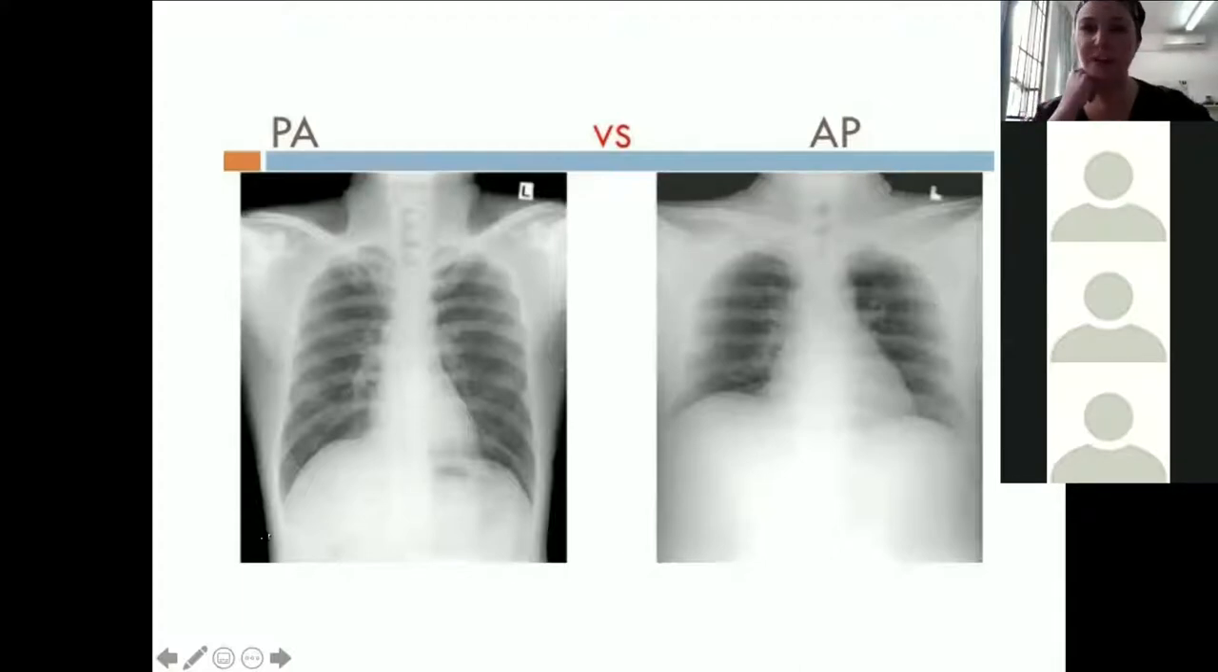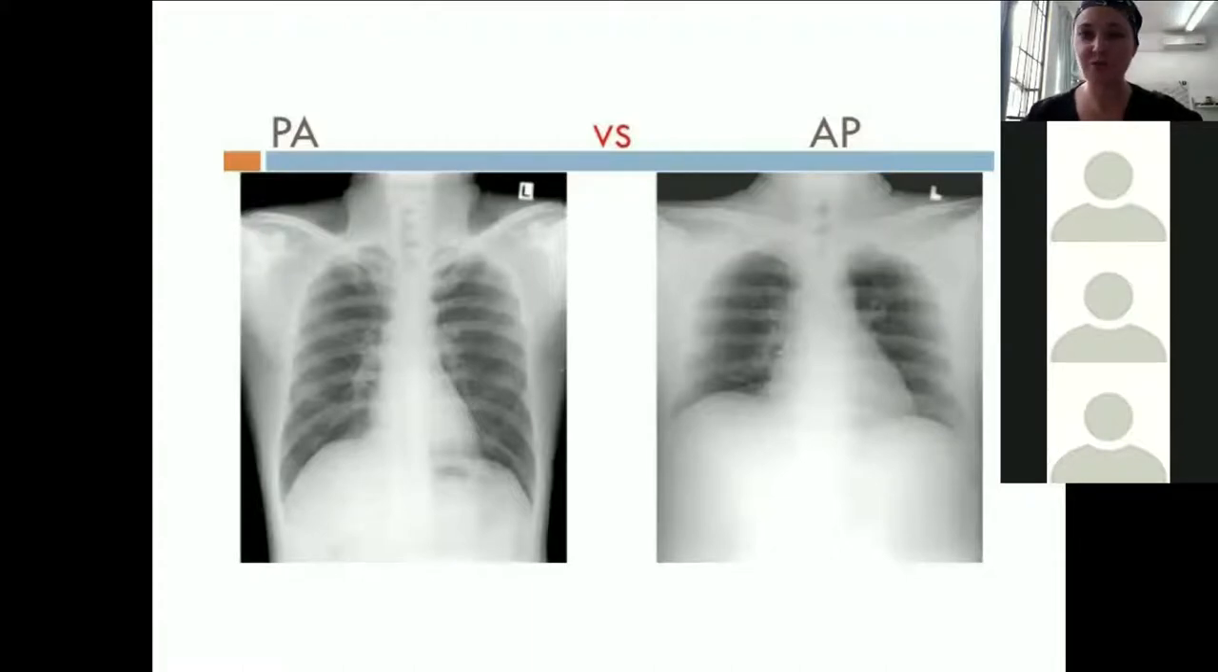Okay, so looking pretty good. On the bright side, we've got lots of correct answers here. If you have a look at the PA view versus the AP view, the first thing you're going to see is that the cardiac shadow is a lot wider, a lot larger in the AP view. So that's going to be important when we look at cardiothoracic ratio a little bit later.